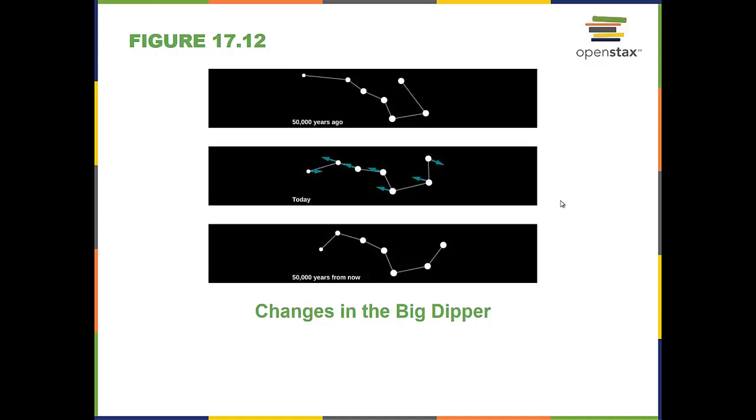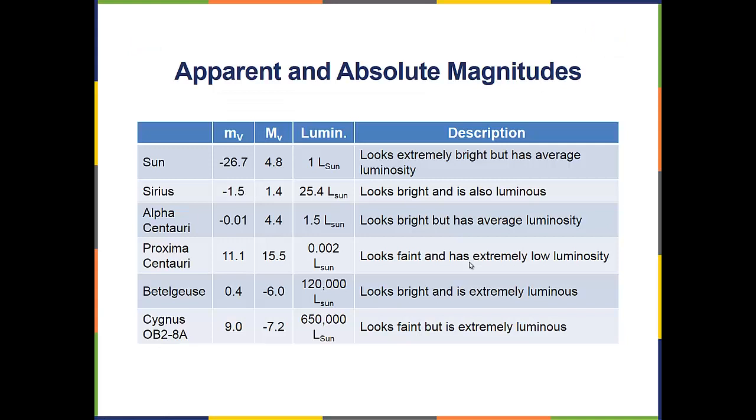This is how the Big Dipper looks today. This is how it probably looked 50,000 years ago, and this is how it's expected to look 50,000 years from now. Once you measure the distance to a star, you can figure out how bright it really is.